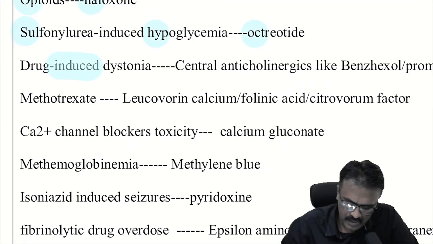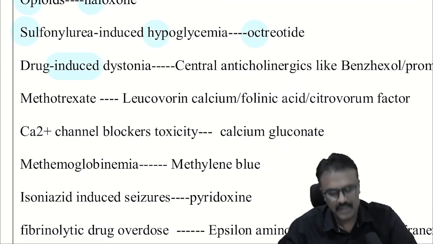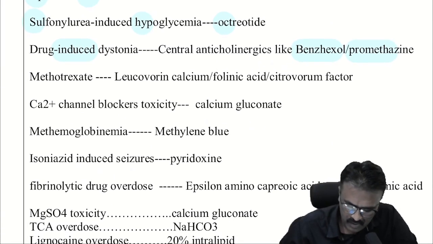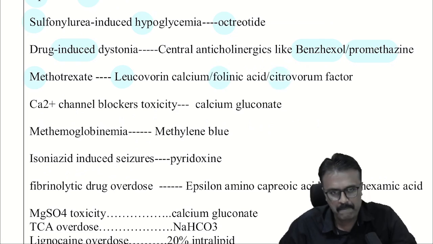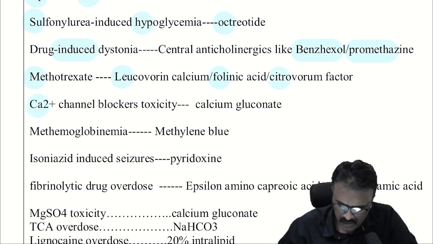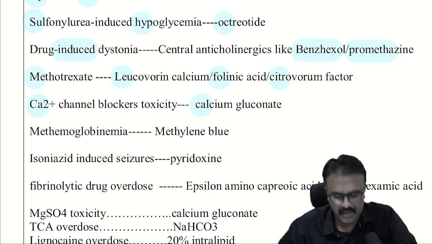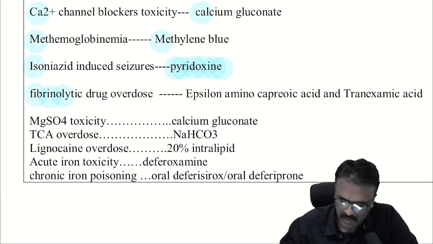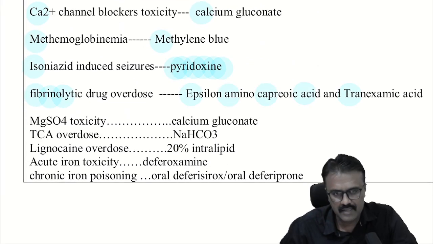Suppose we give a drug and there is dystonia, a sudden neck turn to one side, then we use central anticholinergics like benzhexol or promethazine. Methotrexate toxicity, we give leucovorin, also called folinic acid or citrovorum factor. Calcium channel blocker toxicity, we use calcium gluconate. Methemoglobinemia, we use methylene blue. If I give isoniazid as a TB drug and there is seizure, we use pyridoxine. Suppose there is fibrinolytic overdose, we use antifibrinolytics called epsilon aminocaproic acid and tranexamic acid.